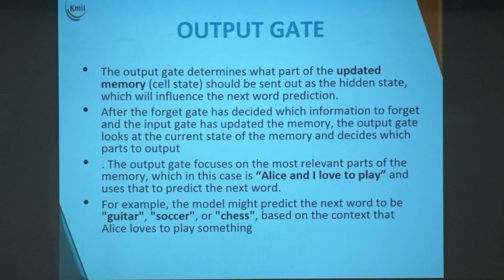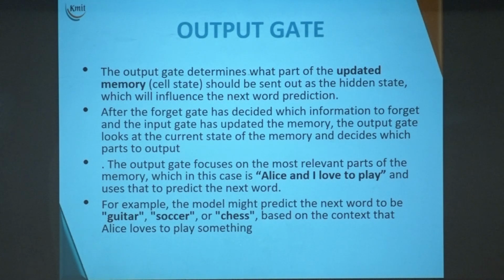So after the forget gate has decided which information to forget, the input gate has updated the memory, the output gate will look at the current state of memory and it will decide which part to output. So the output gate focuses on the most relevant part. What is it? Alice loves play. Playing what? It could be a hobby. So it is like a prediction. Okay. So the model can predict your next word like a guitar, soccer, chess, any hobby.